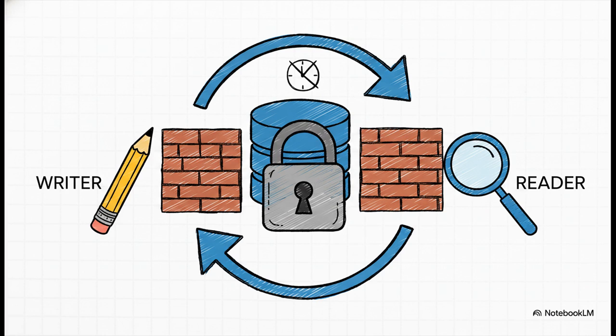Because of this extreme locking, 2PL often leads to pretty terrible performance overhead. Transactions just spend a lot of time waiting in line for locks. Plus, deadlocks are incredibly common here. Like, transaction A is waiting for a lock held by B, and B is waiting for a lock held by A. The database has to constantly look for these deadlocks and force one of them to abort and retry.